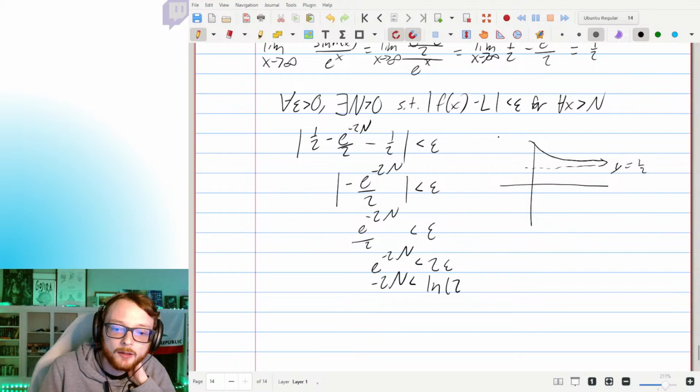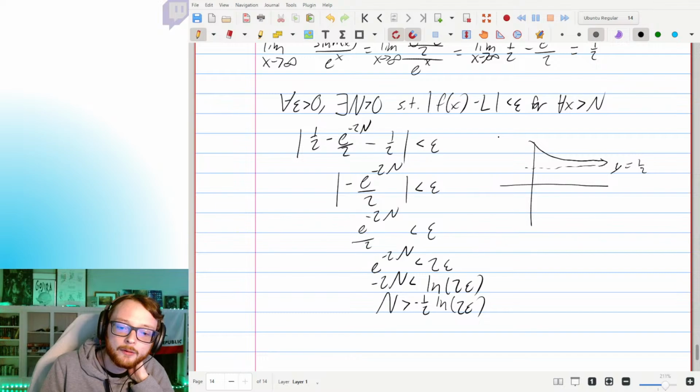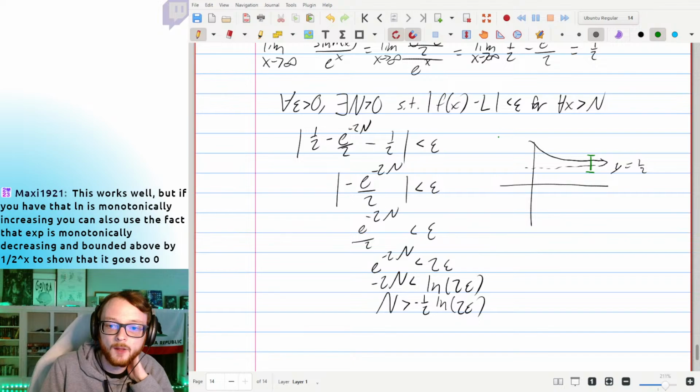So ln of 2 epsilon. And then now we just divide each side by -2, which does flip the inequality. So in theory, any choice of n that's greater than this number here works. If they say, name me a cutoff point where you're always within 1/8 of your proposed limit, you can literally do -1/2 times ln of 2 times an eighth and get your choice of capital N.